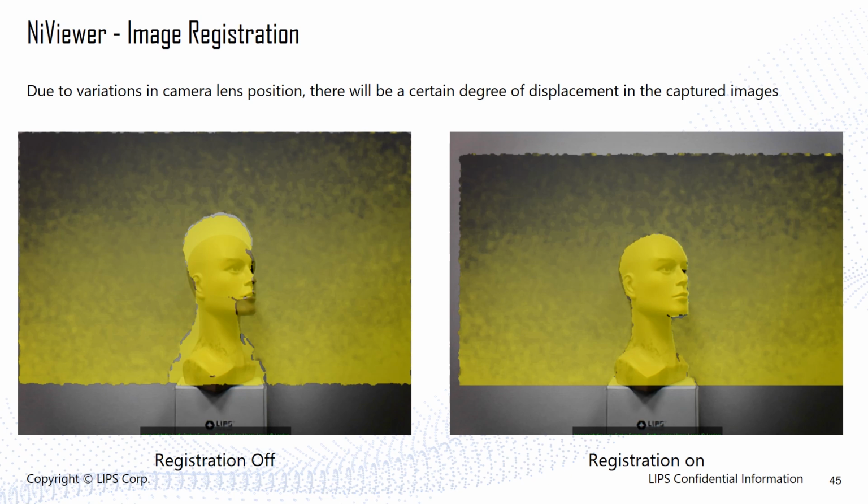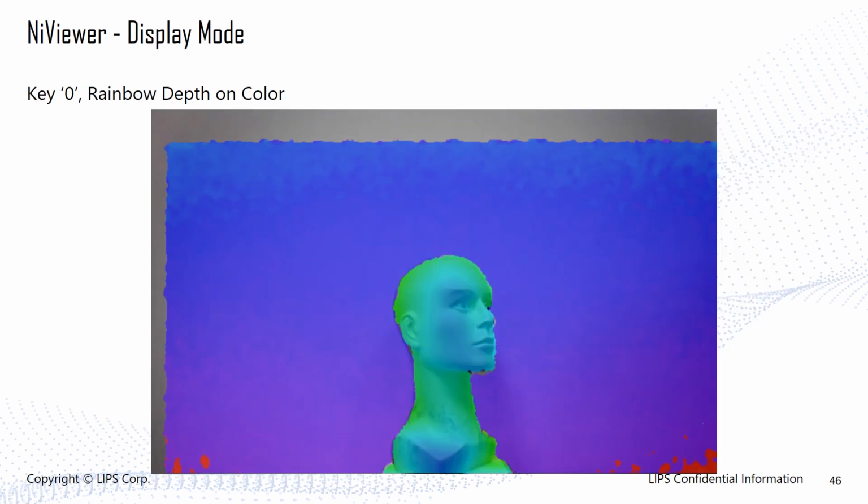Lips Edge offers a self-calibration method with the registration feature. As can be seen from the image on the left, the depth is displaced from the RGB image. But with the registration on, both RGB and depth can be placed accordingly with matching locations.